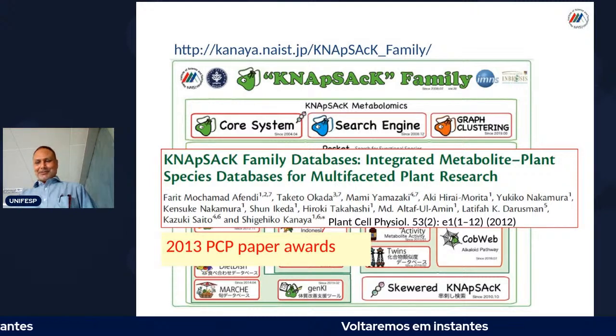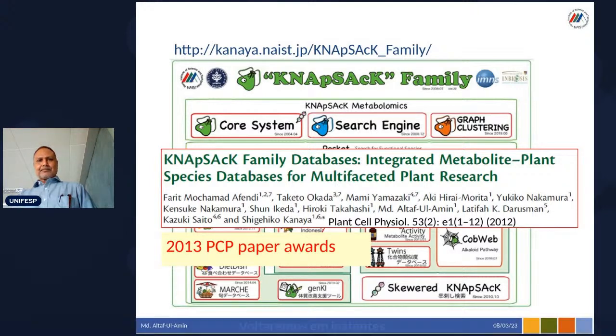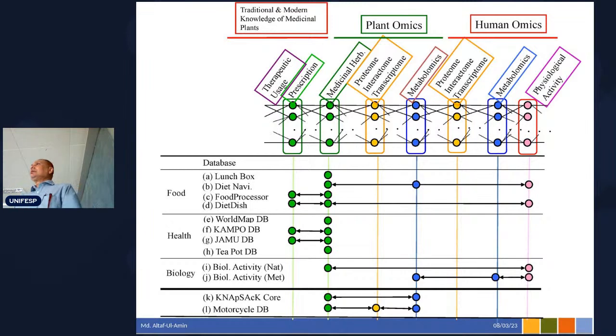So, sorry for the disturbance. Let us start again. Actually, in the KNApSAcK database, we are trying to accumulate information for linking human omics with plant omics, and also some information on the therapeutic usage of plants, like here. Human omics means genomics, proteomics, transcriptomics, and metabolomics, and plant omics are the similar terms.